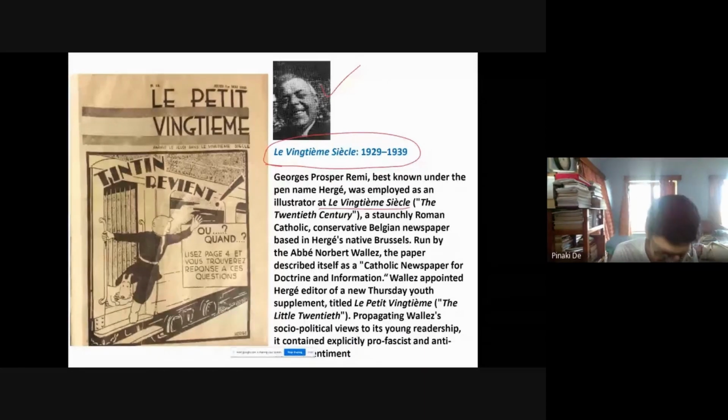In fact, you will see that Tintin, that Hergé met his future wife, Germaine Kieckens, in this paper only. Now, in the paper La Vingtième Siècle, there was a children's supplement, and that is called La Petite Vingtième. Can you see? La Vingtième Siècle মানে হচ্ছে the 20th century. La Petite Vingtième মানে হচ্ছে the little 20th. Petit মানে হচ্ছে little. French তো?